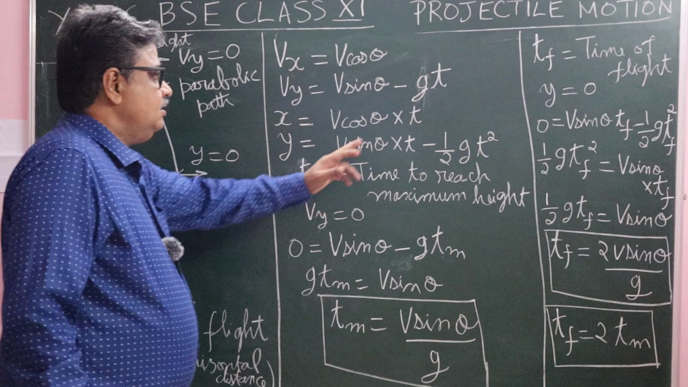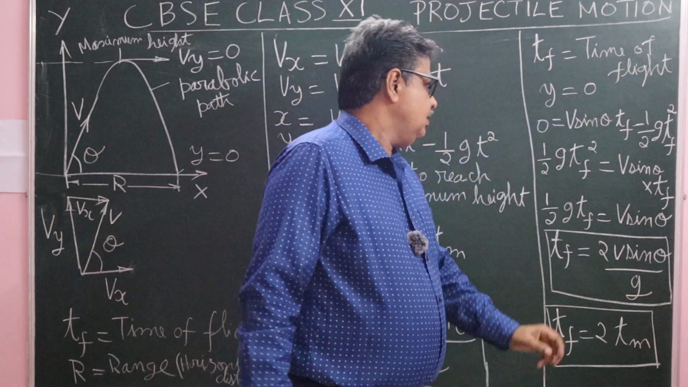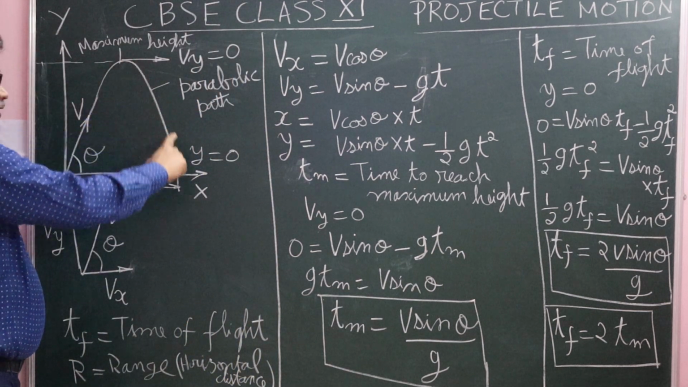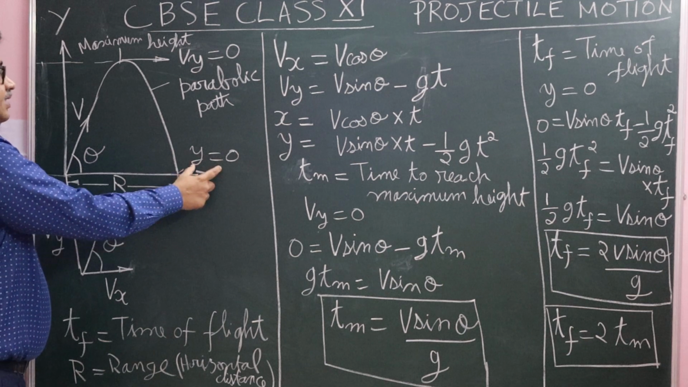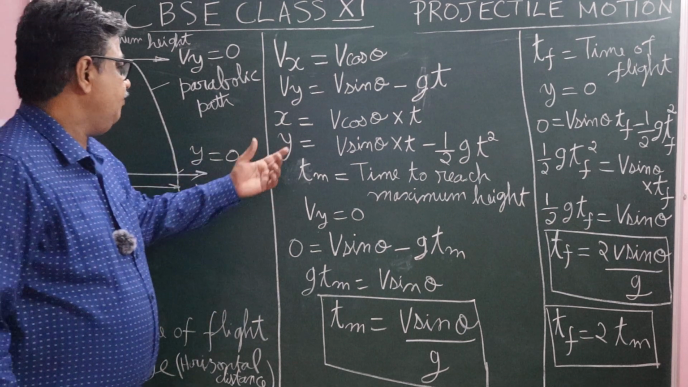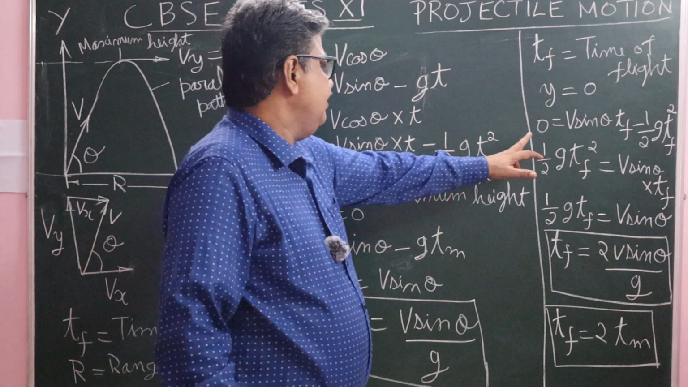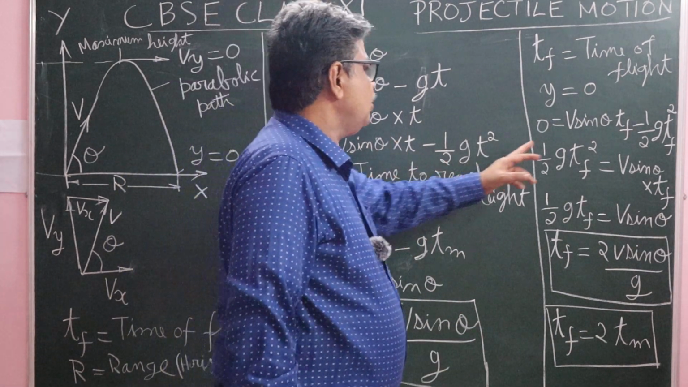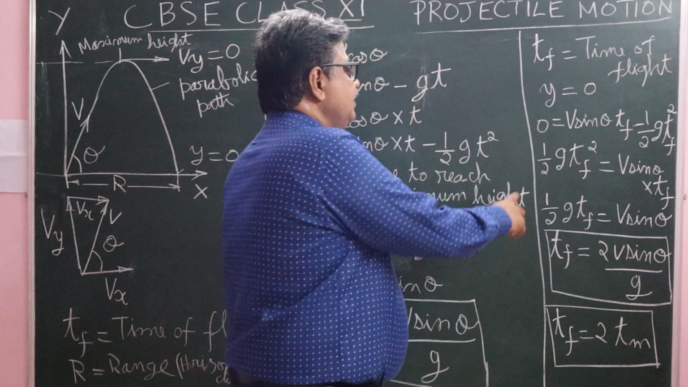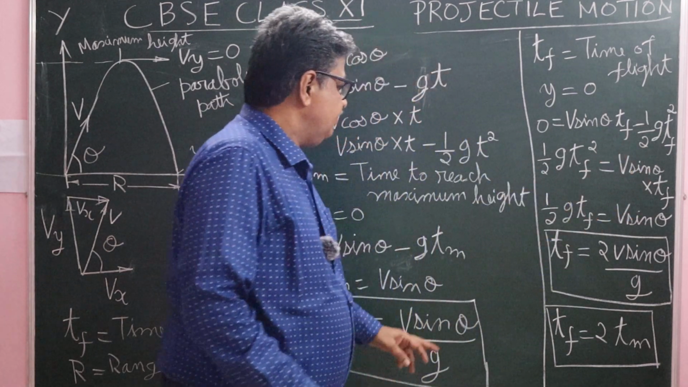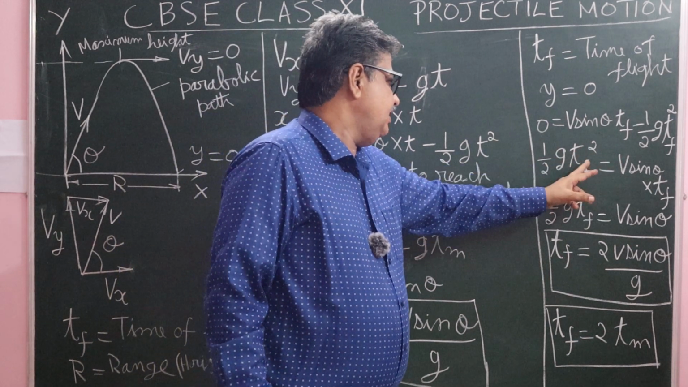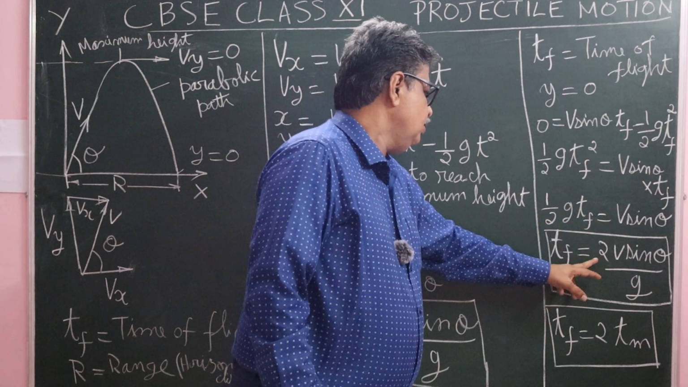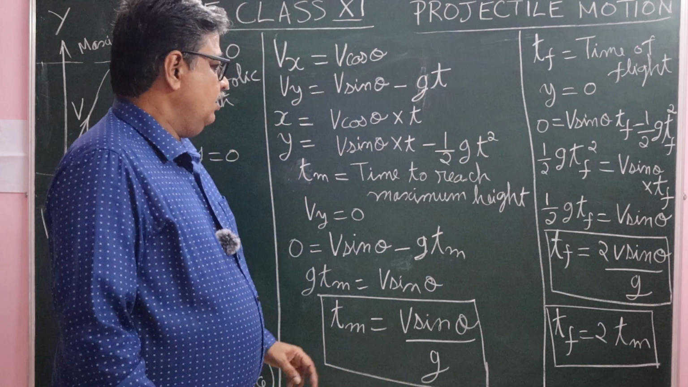Then time of flight, Tf is equal to time of flight, y is equal to 0. So time of flight is the time taken by the object to reach the ground once again. At this point, the vertical distance y becomes 0. Therefore, in this equation, put y is equal to 0. Therefore, 0 equal to V sin theta into Tf minus half g Tf square. It becomes half g Tf square equal to V sin theta into Tf. So both sides Tf common, so you cancel. It becomes half g Tf is equal to V sin theta, Tf equal to 2V sin theta by g. Therefore, this is time of flight.